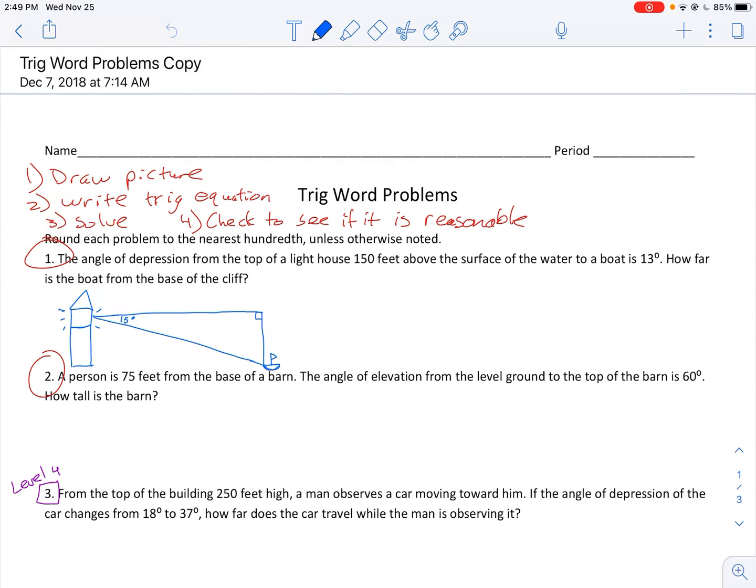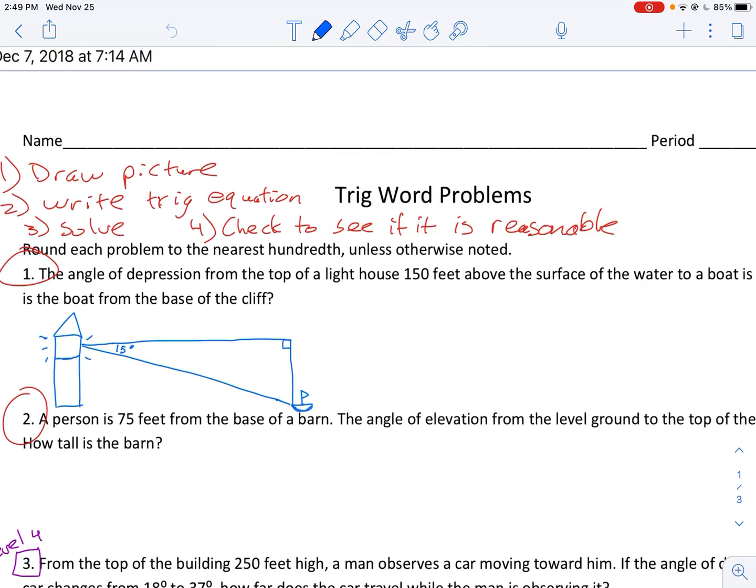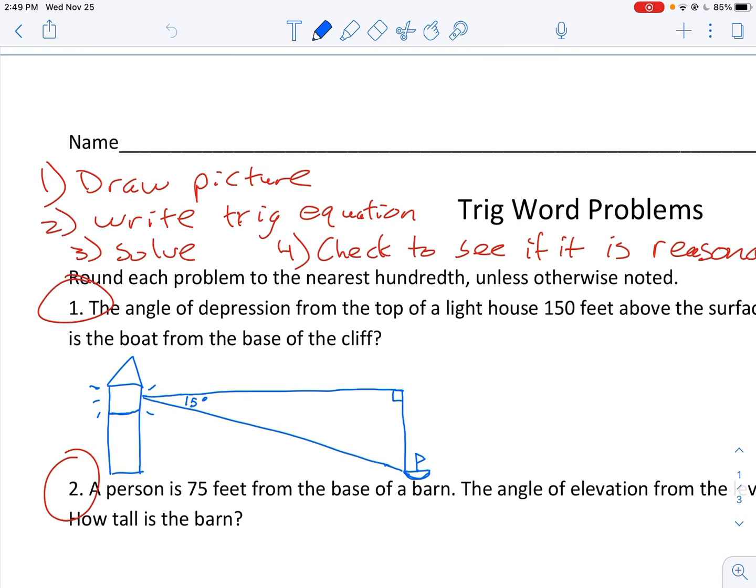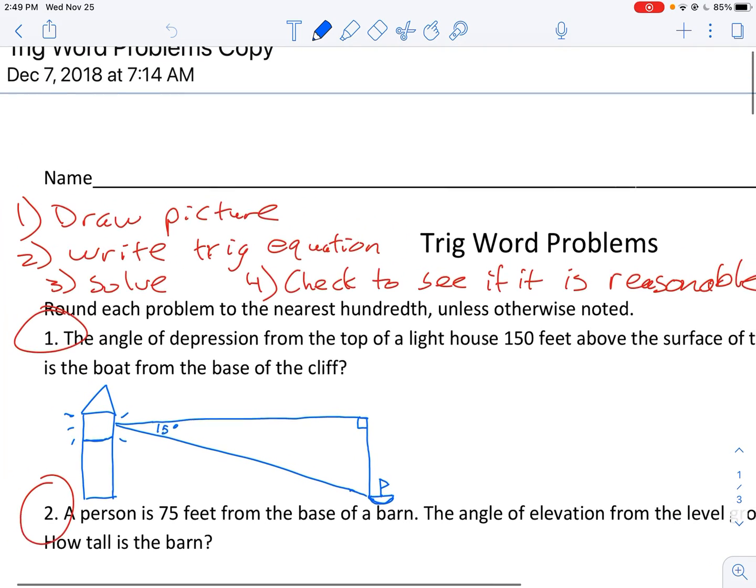All right, ladies and gentlemen, we're actually on to our last new content for this unit, and it's finally to the point where we have word problems. So the whole point of learning all this trig stuff is so you can actually solve a real-ish life problem using trigonometry. And here are some general steps that I recommend you write down or at least memorize to solve any of these.